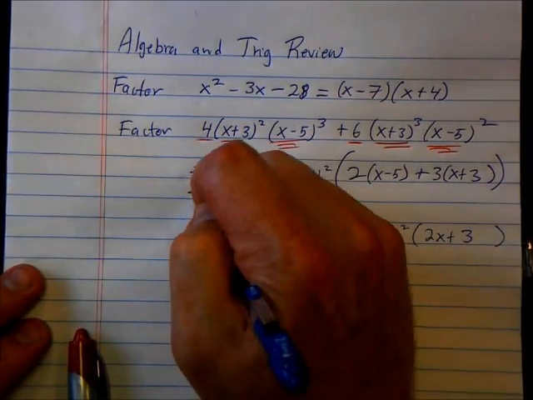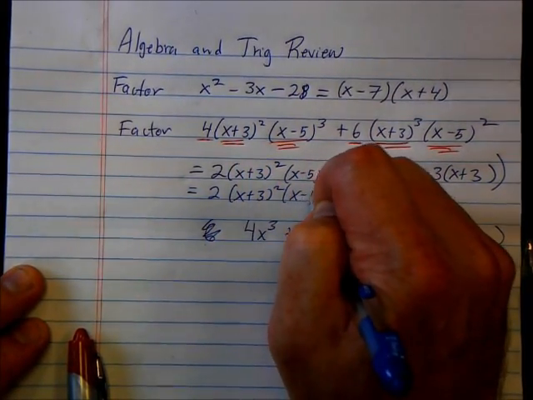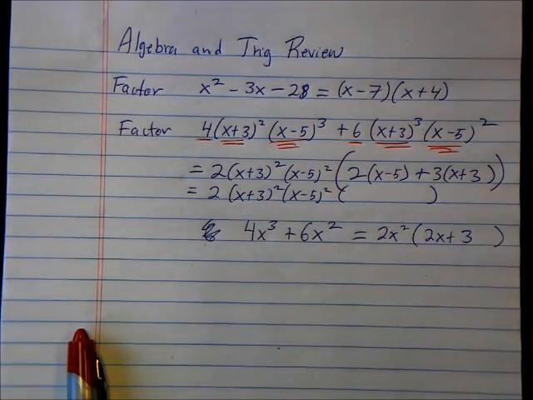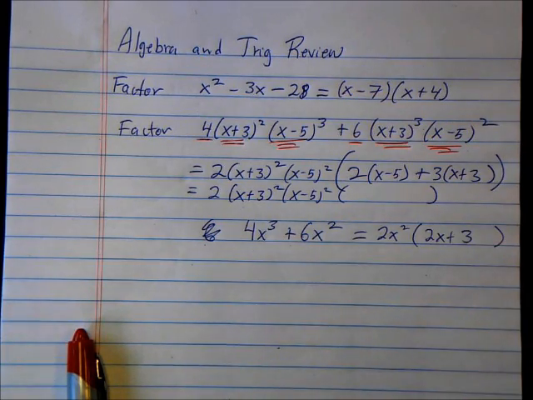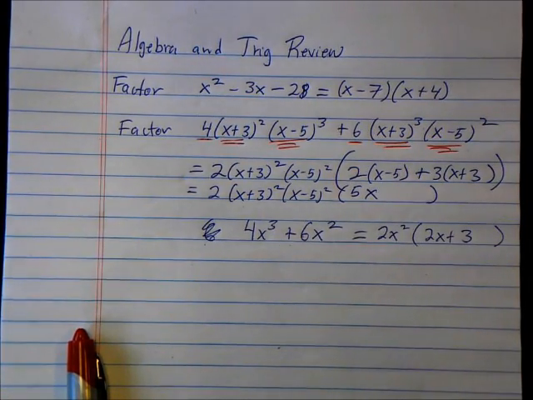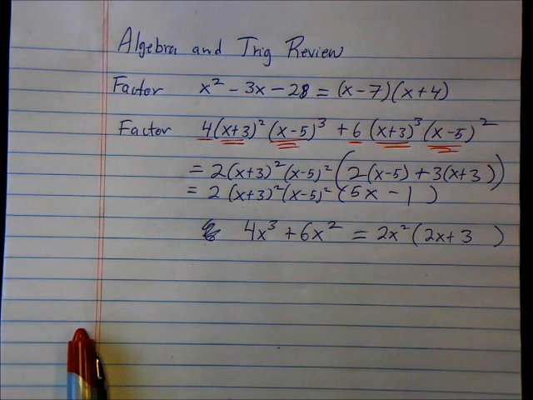All right, then our final answer, we would have the 2, (x plus 3) squared, (x minus 5) squared, and then we would go ahead and just simplify what's inside those big brackets. And I would kind of hope you could do this in your head. 2x and 3x is going to make 5x. And then I'm going to have a minus 10 and a plus 9. A minus 10 and a plus 9 is minus 1. So there would be my answer factored.